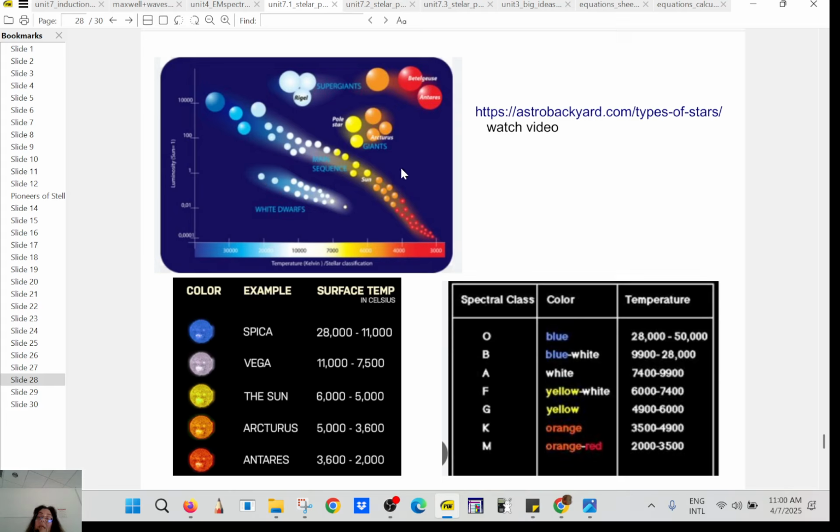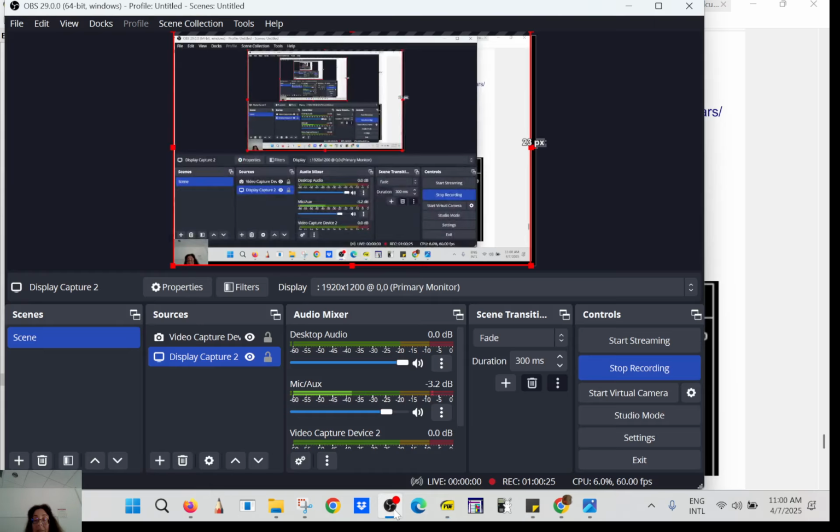Here you have the red giants, but all the stars that you have here are on the main sequence, and they are burning hydrogen into helium. Here they live forever, and here they have a very short life because they die hard.